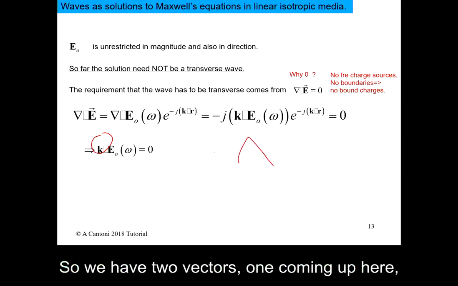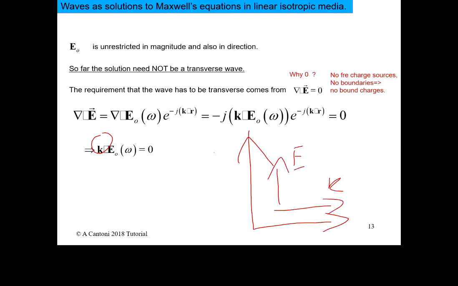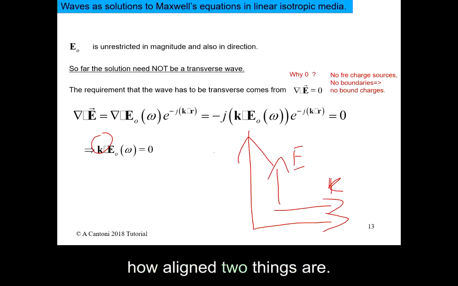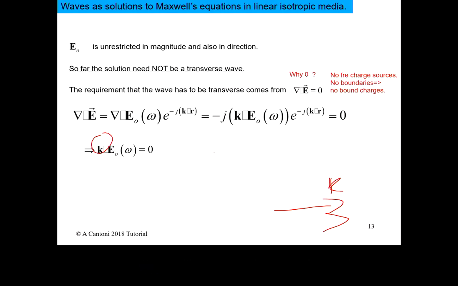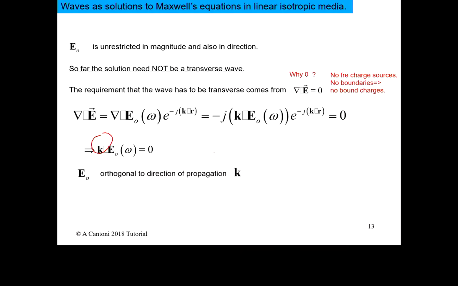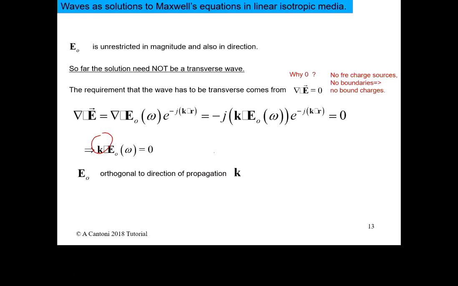So we have two vectors, one coming up here, which we'll call E, and one coming out here, which we'll call K. If we take the dot product of those two, the dot product just means how aligned two things are. If they're completely unaligned, it's going to be 0. So E naught is orthogonal to the direction of propagation. We've now applied that restriction to our field.